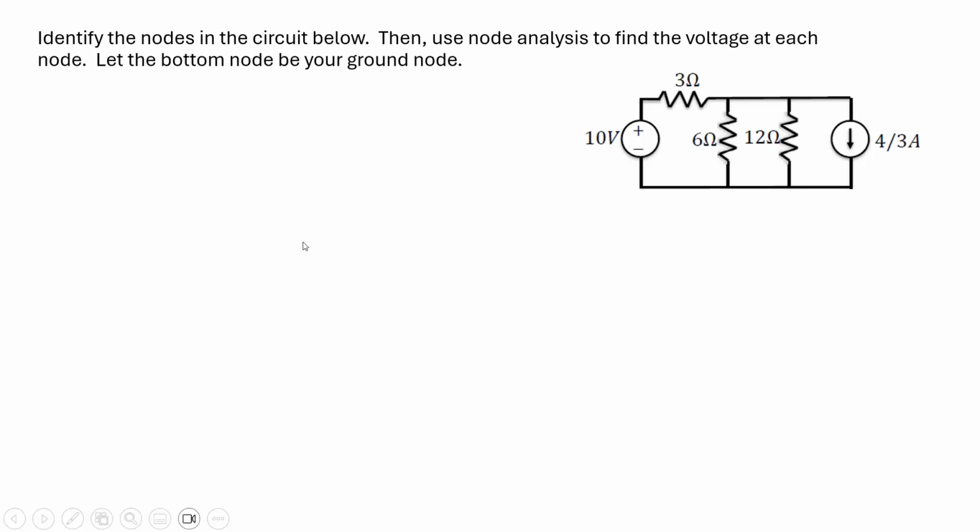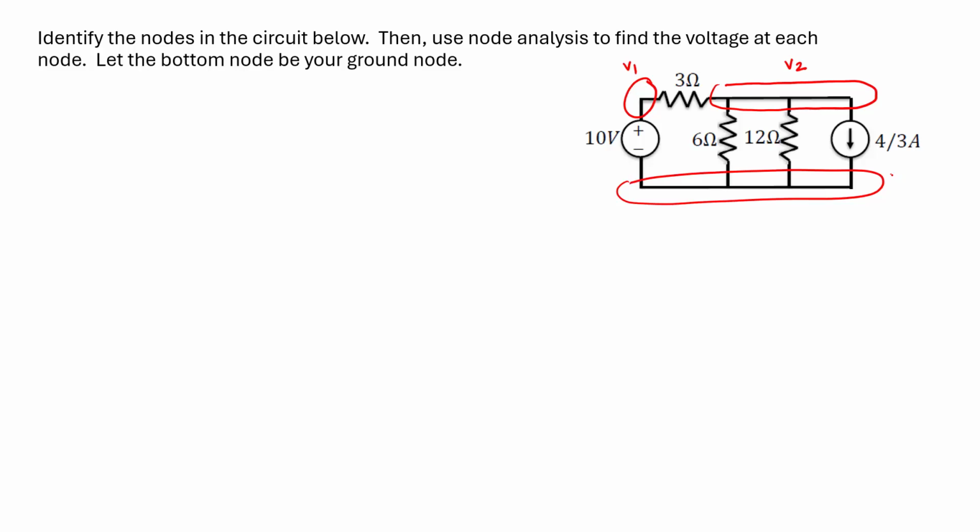So our first step is to identify the nodes, so let's do that. And I'm going to go ahead and label them. We'll call this first node V1. Then we have this larger node here on the top right. I'll call that V2. And then on the bottom of my circuit, we have the bottom node V3. That one we've already been told is our ground node. So we've been told to assume that's our reference.